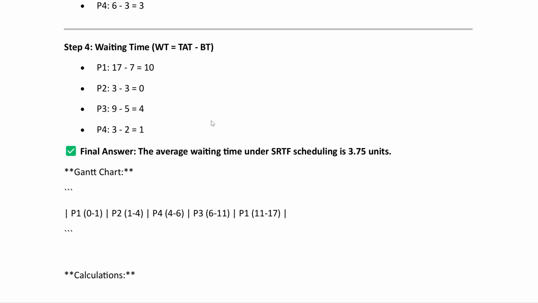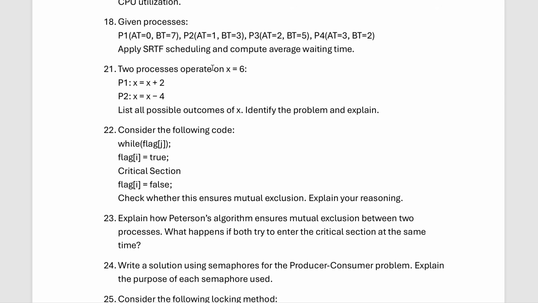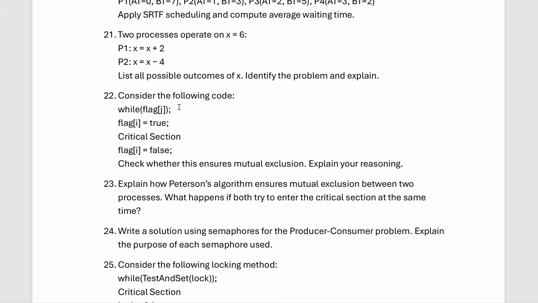So I hope you have understood the concept of preemptive scheduling, that is, shortest remaining time first. So this is the corresponding Gantt chart, and the remaining formulas for computing the waiting time will remain the same. First of all, you have to compute the completion time for each of the processes, then turnaround time, then waiting time, then you have to take the average. So this is the solution.